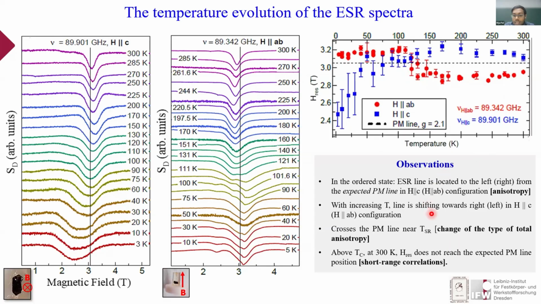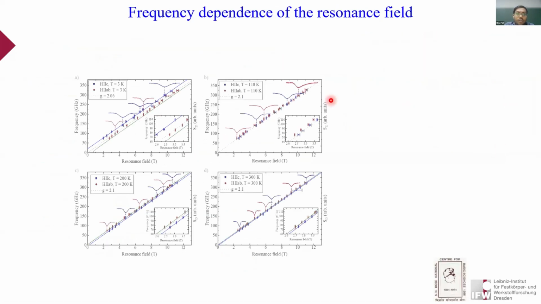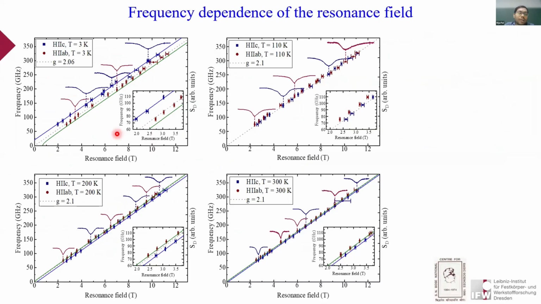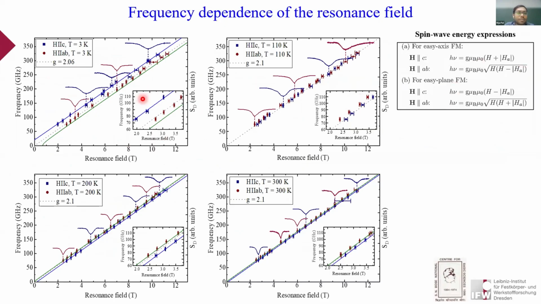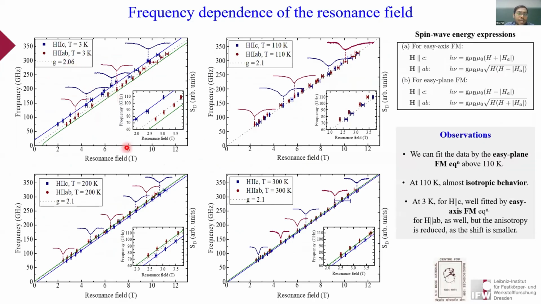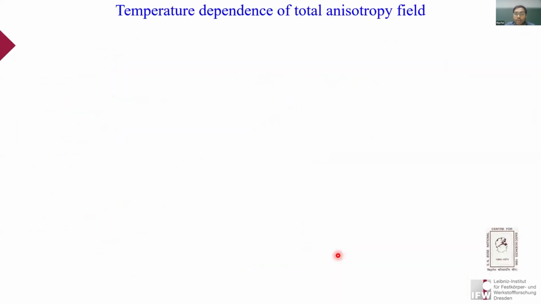Okay, 1 minute. Yeah. So after that, we focused on the frequency dependence part, and we have tried to fit the spin wave energy expression at different temperatures, and we can see that at 3 Kelvin and 110 Kelvin, it shows easy axis ferromagnet and isotropic behavior. But around 200 Kelvin, we can say that the data is well fitted with the easy plane ferromagnetic equation.